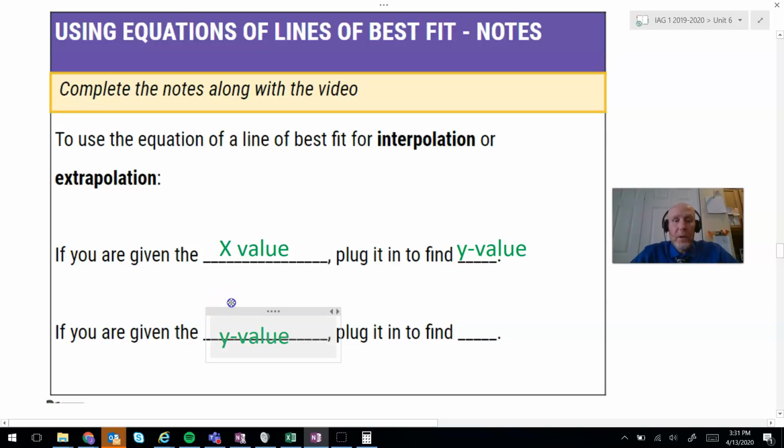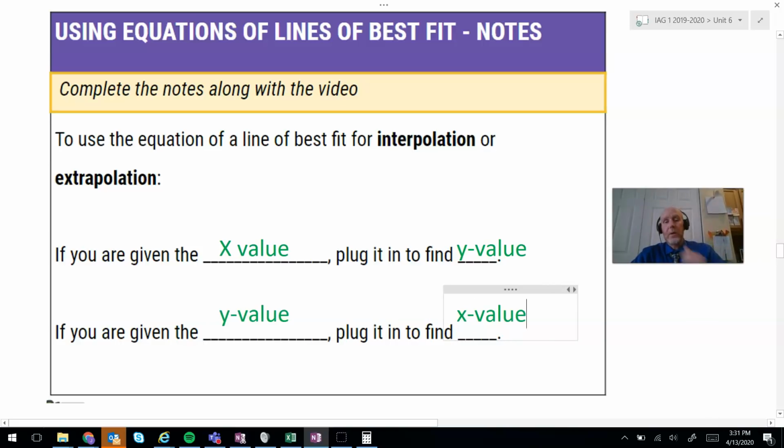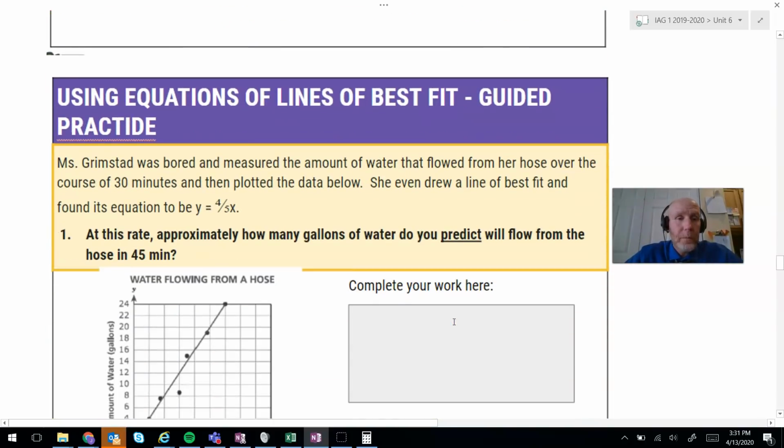I know that this can be kind of tricky sometimes to get it to right where you want to. Just do your best and change the color. Sometimes that will also help. Okay, so if we have an equation of a line of best fit, we can use the x value to find the y value, or we can use the y value to find the x value. And we'll have an example of that right here.